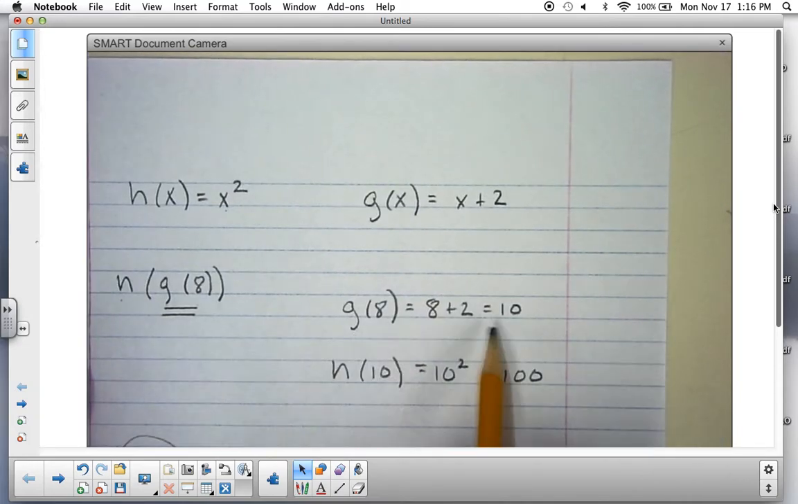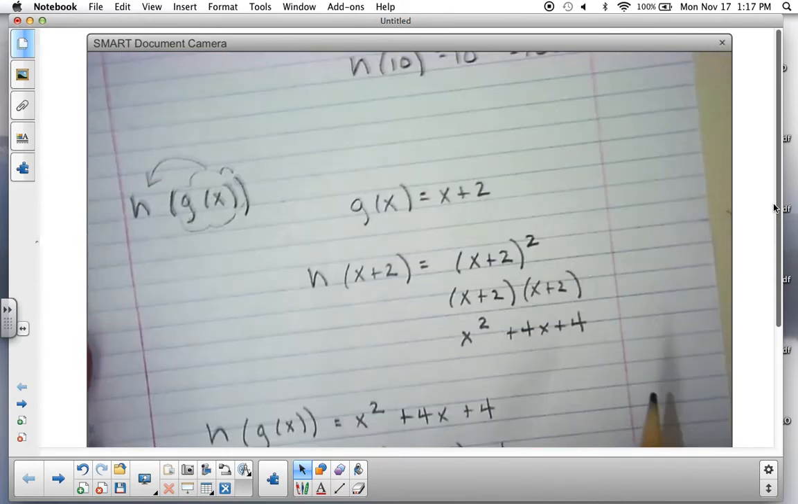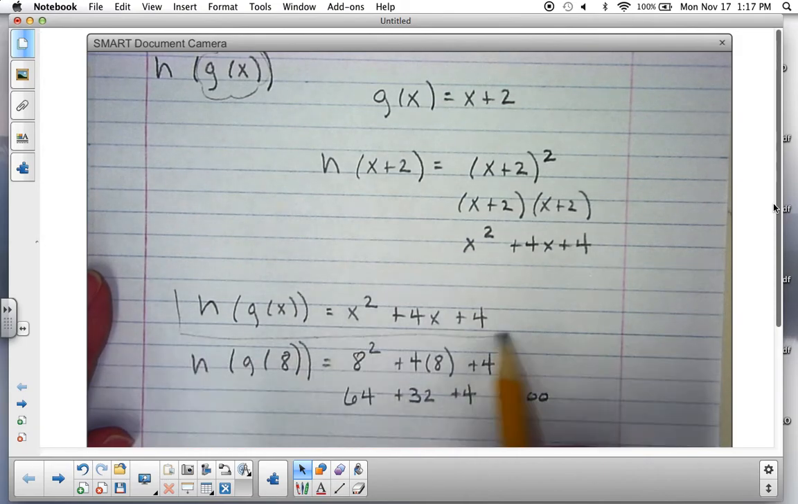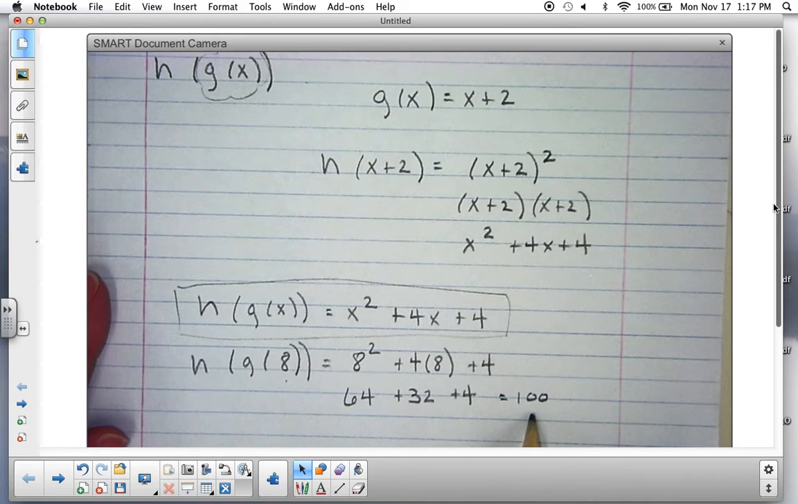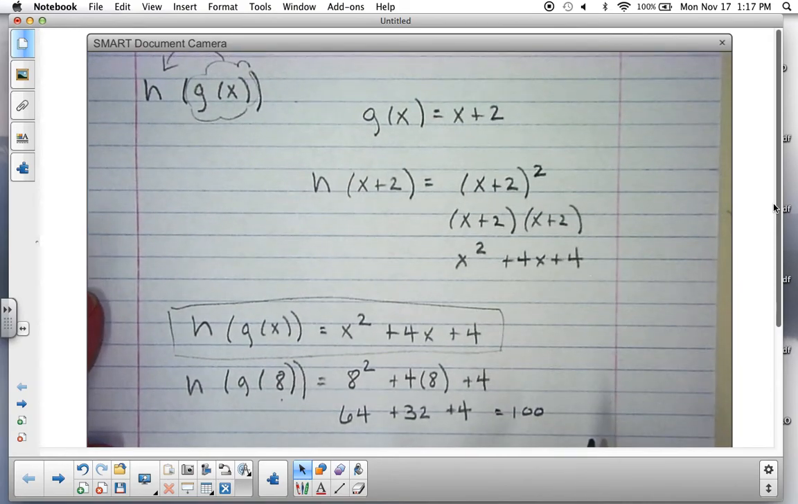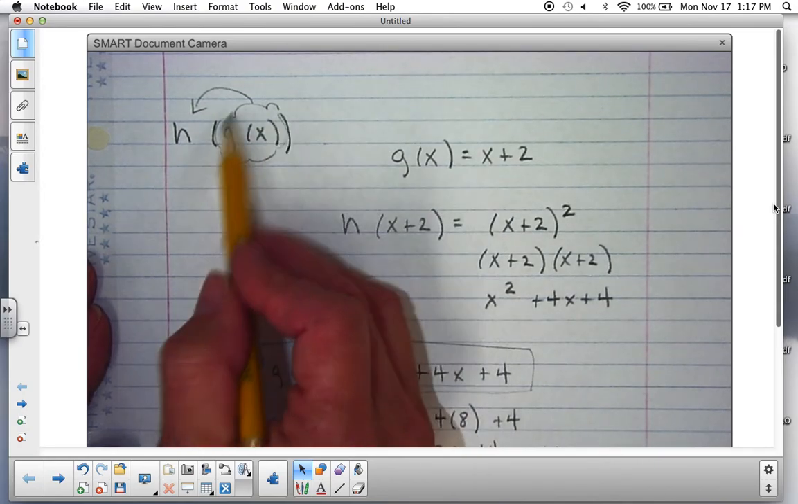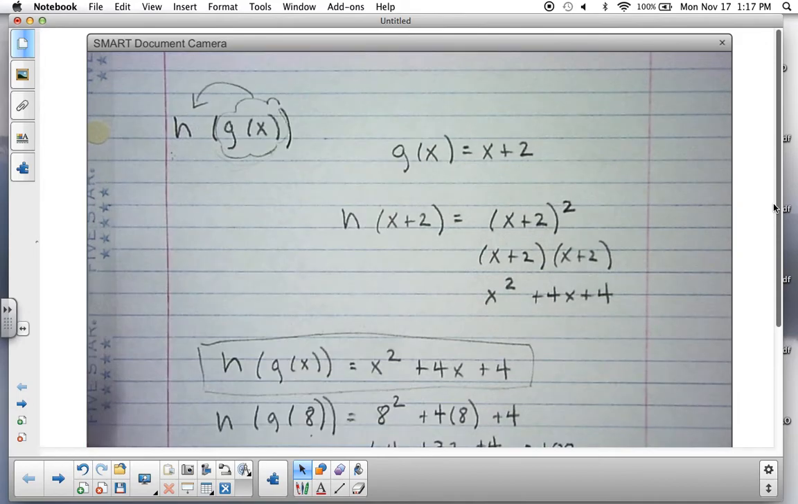So up at the top here I found it in two ways. I found g of 8 and then plugged into h. Here what they've asked you to do is just make a generic formula that will work for any h of g of x. And once I found the formula, I can put 8 in and just get it in one step instead of two. So when they ask you for h of g of x, you're putting that entire formula back into the first one there. All right, I've got one more for you, and that'll be it for today.